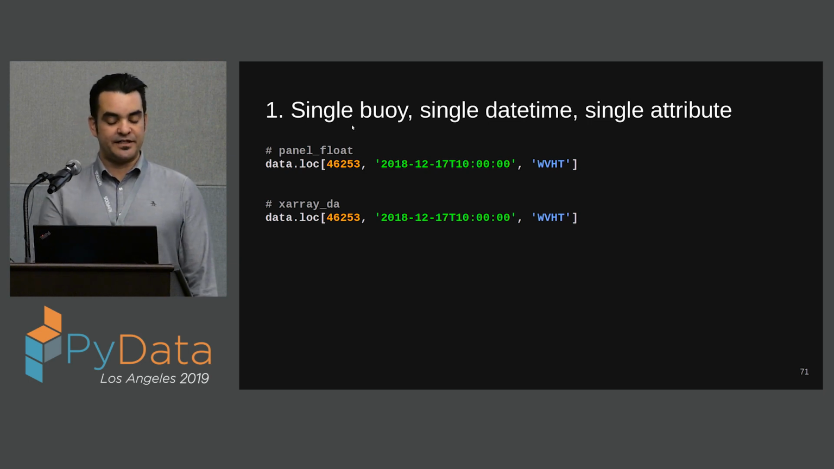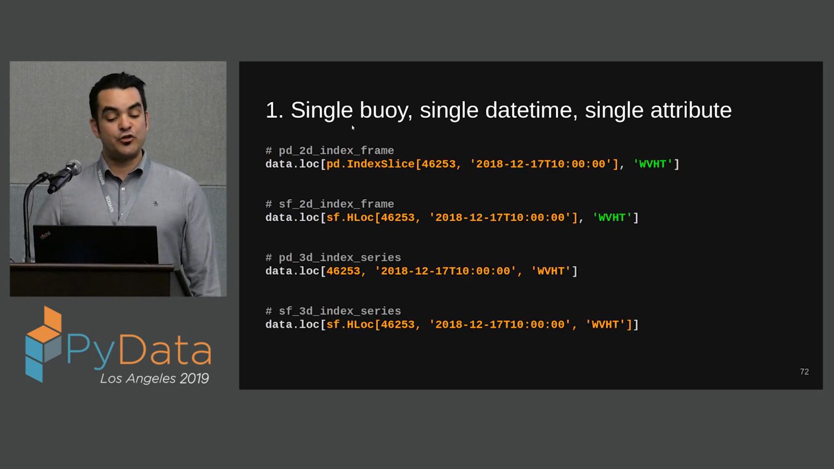First, the station ID, then the timestamp, and then the attribute we're looking for here, that's wave height. For a two-dimensional frame, either in pandas or static frame, we can use an index slice with pandas to select the outer and the inner component of the rows index, and then wave height from the columns. From static frame, we're going to use an hlock to do the same.